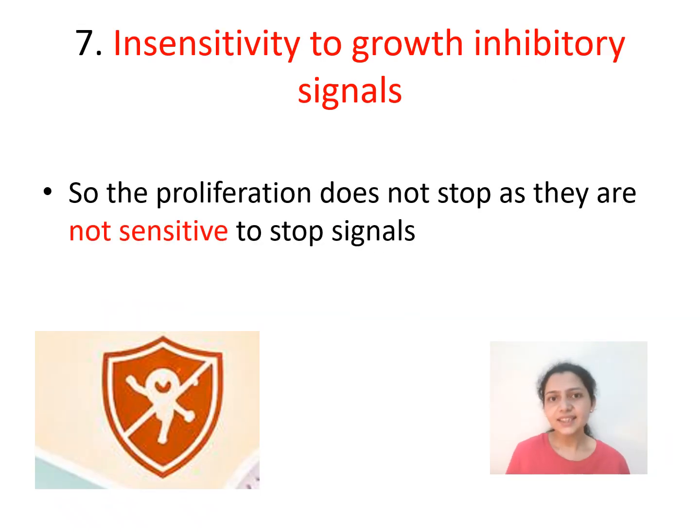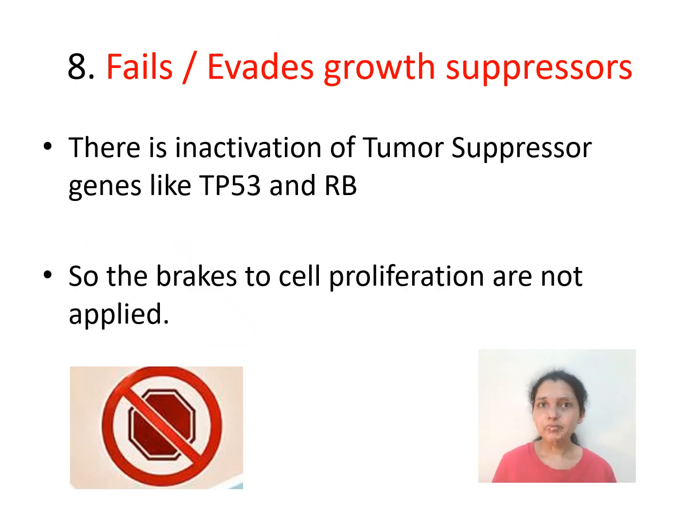They are insensitive to growth inhibitory signals. Because of their insensitivity, they can multiply rapidly and nothing can stop them. They fail the function of growth suppressors. That is, there is inactivation of the guardian of the genome, that is TP53, and the RB gene. So these normally apply brakes to cell proliferation. But since they are mutated, there is no brake for the cell proliferation and the tumor continues to grow rapidly.